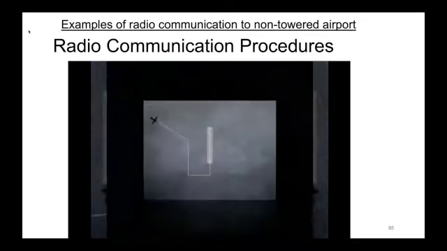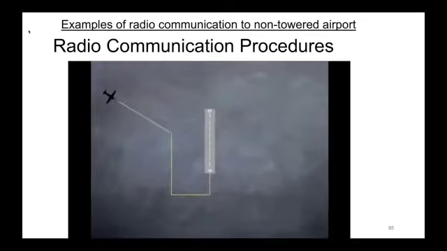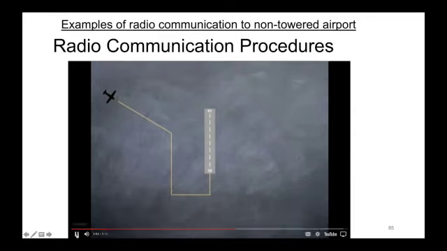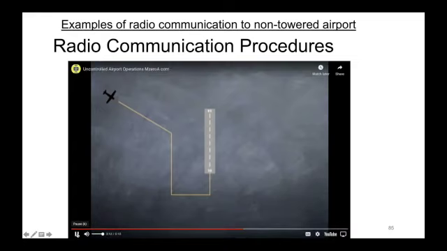Let's take a closer look at how to enter into an airport traffic pattern without an operating control tower. The AIM suggests that we enter on a 45-degree entry to a left downwind. As you can see, we've illustrated that here. Our radio call would sound something like this.